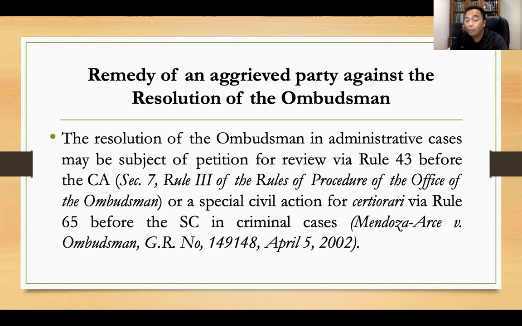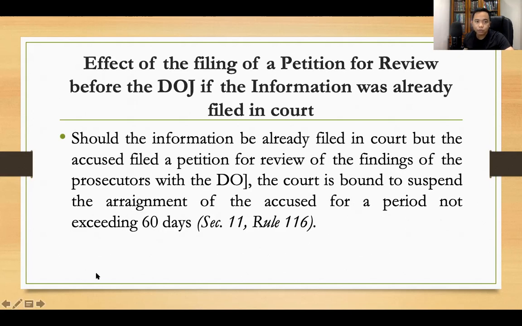Ang remedy mo, depende. Kung admin case ang hinawakan ng Ombudsman, ang remedy mo, saan mo ifa-file? Sa Court of Appeals. Anong ifa-file mo? Rule 43, Petition for Review. What if criminal case ang hinawakan ng Office of the Ombudsman? Natalo ka. What is the remedy? Petition for certiorari under Rule 65. So depende. Kung admin case, what you file is Rule 43, Petition for Review, with the Court of Appeals. If it is a criminal case, you file it before the Supreme Court, and what you file is a petition for certiorari under Rule 65 of the Rules of Court.